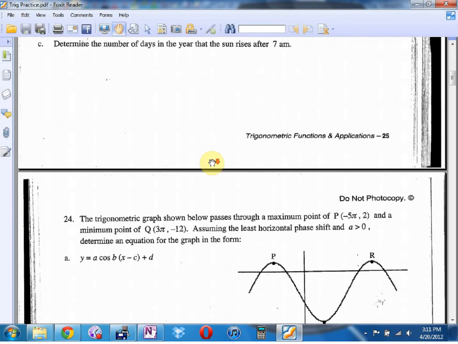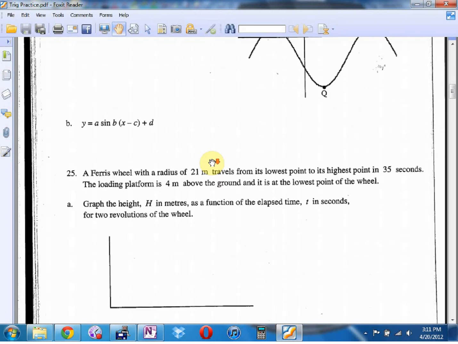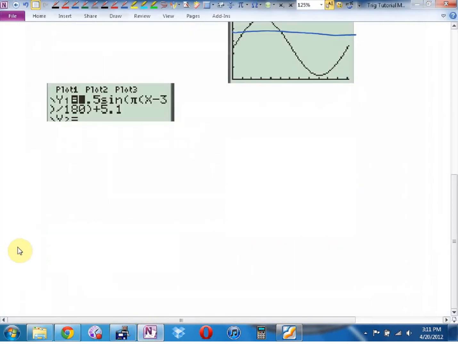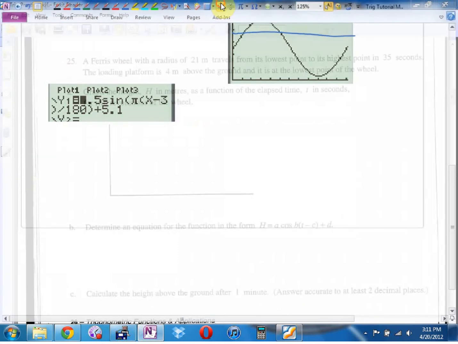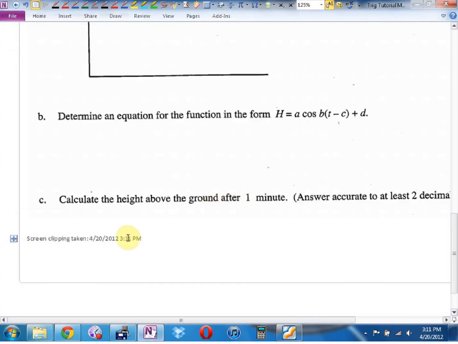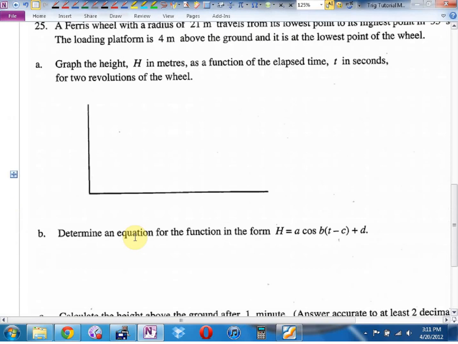Similar, I think, to number 25. Ferris wheel. I think this question actually asks you to graph it. Do they? I'm not going to ask you to graph it. Did I test graphing on the last test? Yep. Would I sketch it?